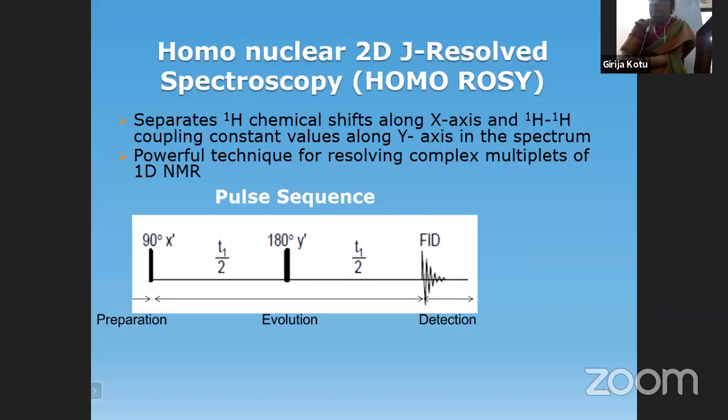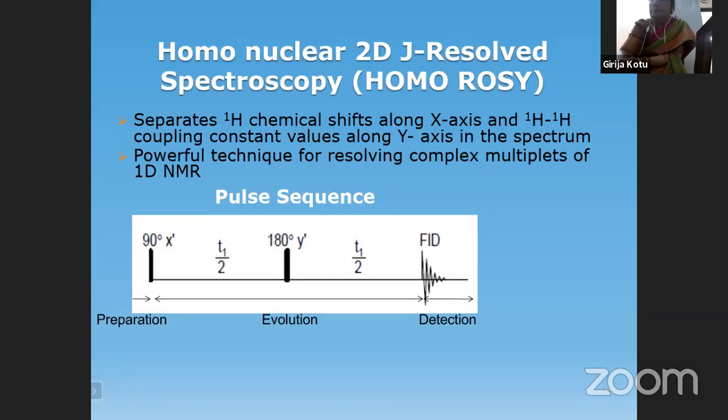But for your understanding, I'm not taking such a complicated molecule. It needs more practice. So let me take some simple molecules and try to explain. The pulse sequence is given below. It contains a 90-degree pulse, the preparation, followed by evolution, where a 180-degree pulse is given, and immediately after that, detection of the signal takes place.